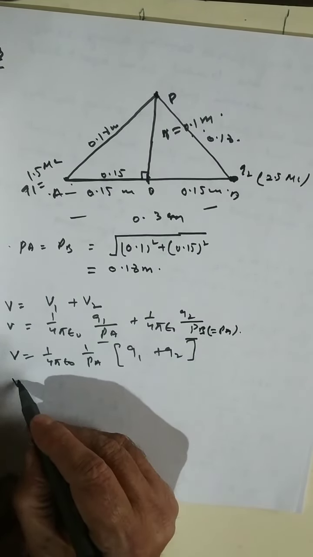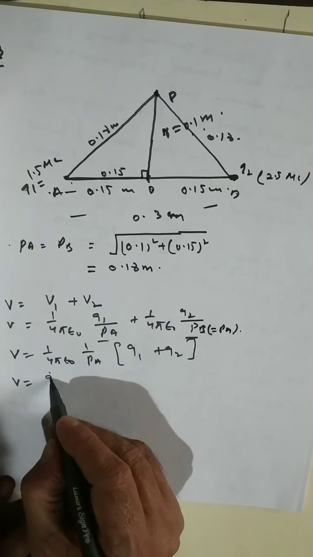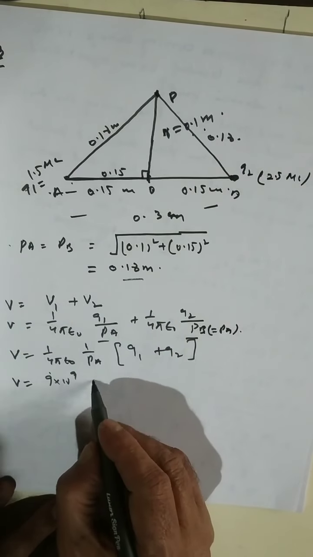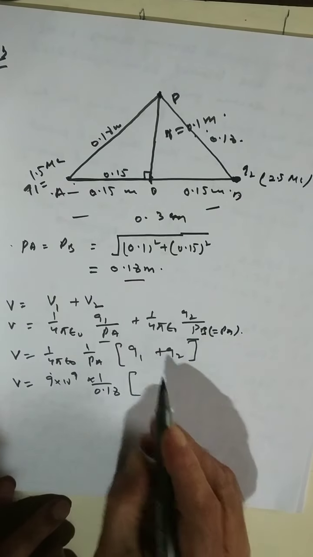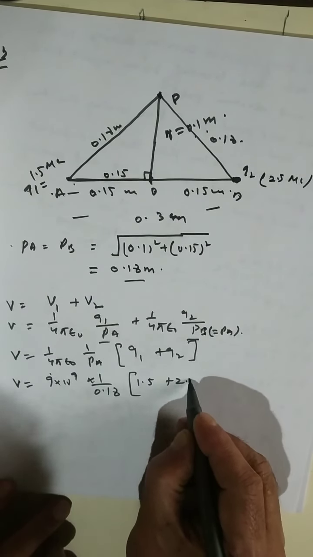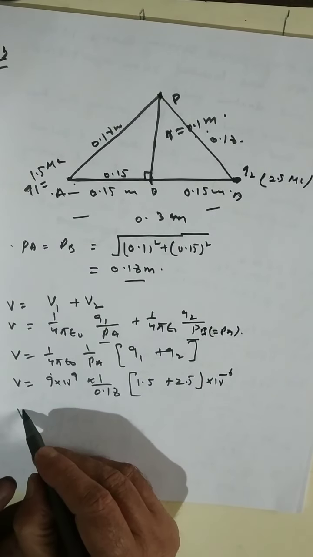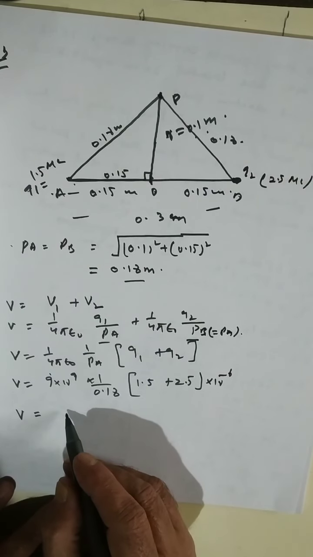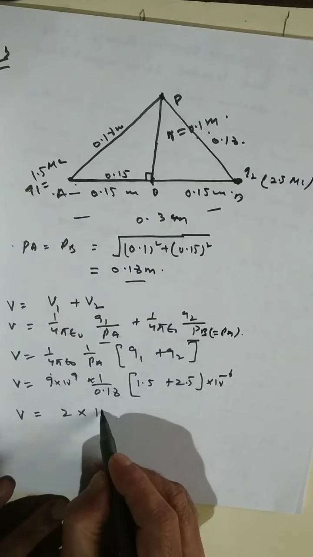Now V is equal to 1 by 4 pi epsilon 0, that is 9 into 10 raised power 9, times 1 by PA, PA is 0.18, times 1.5 plus 2.5 into 10 raised power minus 6. Okay, so V comes out to be 2 into 10 raised power 5.